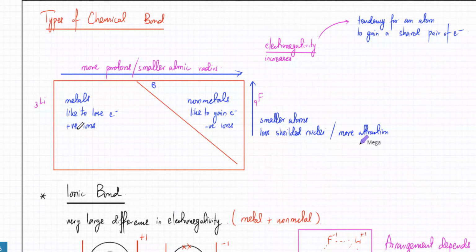So elements on the left, they like to lose electrons. They're referred to as metals. Elements on the right, they tend to gain electrons, and they're known as non-metals.